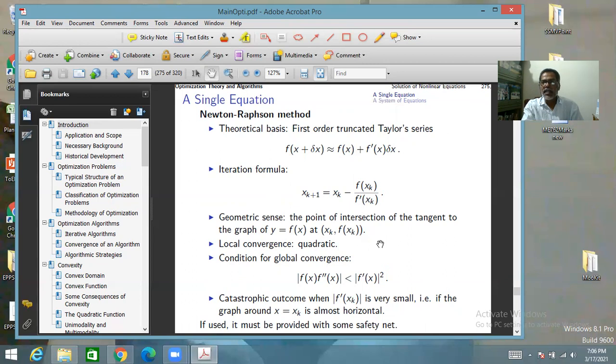And that means the tangent is almost horizontal. So if the tangent is almost horizontal, then it will cut the x-axis at a far away point. Delta x will be huge, and then this basic truncation of the Taylor series at first order will not be valid. So that is why this may be catastrophic. So if you use the Newton-Raphson method, it should be provided with some safety net so that such things don't happen. You can engineer several kinds of safety nets, some based on very common sense.